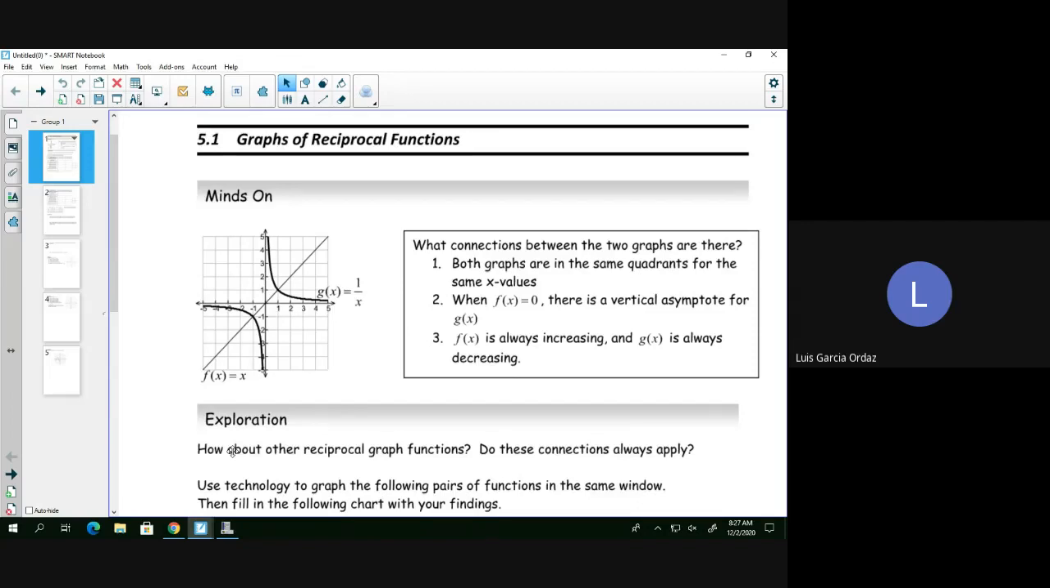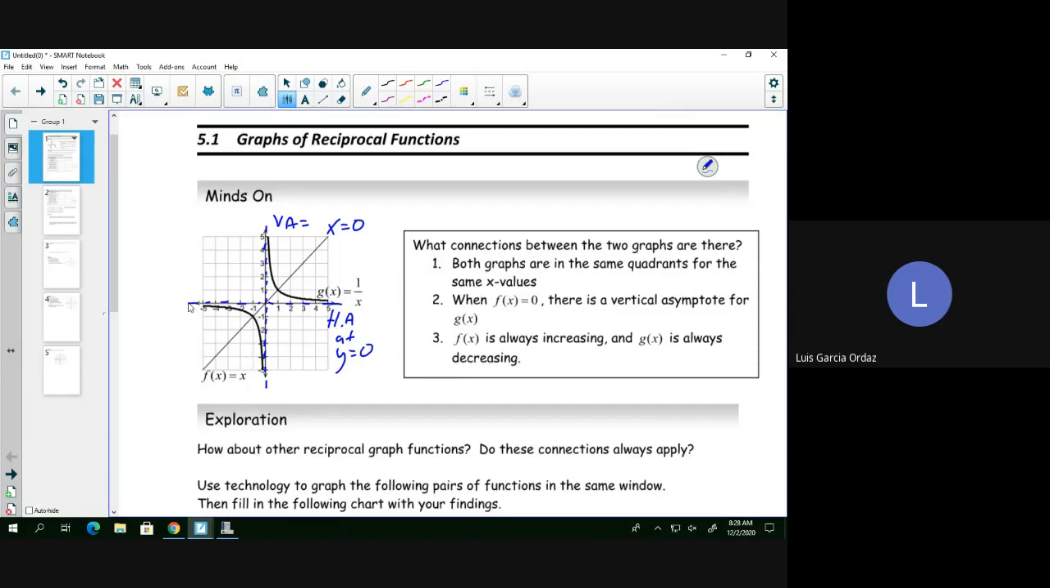So when it comes to the reciprocal function, if you guys remember, our reciprocal function is 1 over x. So remember, we have an asymptote at y is equal to 0, and we have an asymptote at x is equal to 0. So we have a vertical asymptote at x is equal to 0 and a horizontal asymptote at y is equal to 0.